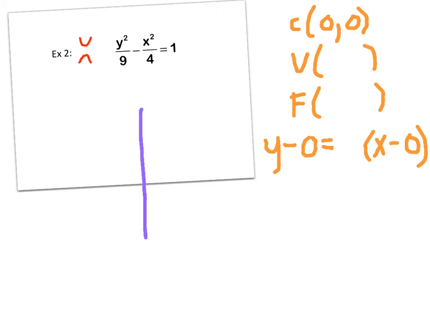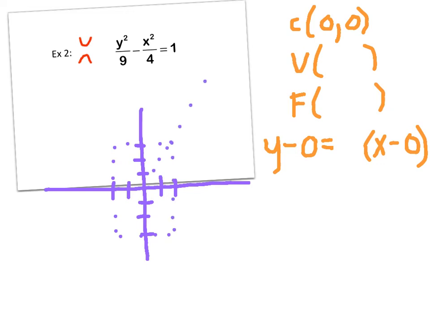So let's draw our sketch. Okay, so we're going to go out in the y direction 3 units, 1, 2, 3, 1, 2, 3, and in the x direction 2 units. We'll draw a rectangle. Please draw the rectangle. It makes for a more accurate graph. Okay, and then our asymptotes.